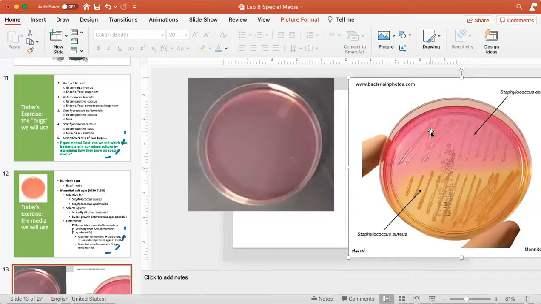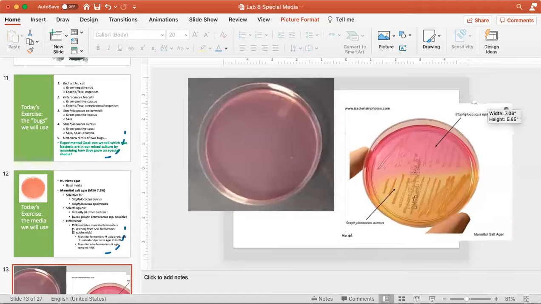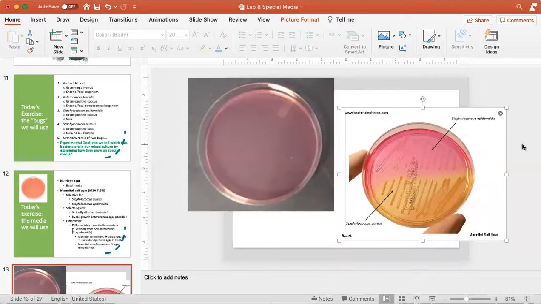Staph epidermidis, it'll grow, but it can't ferment that mannitol. It cannot ferment that carbohydrate called mannitol. So the media stays that original pink color.